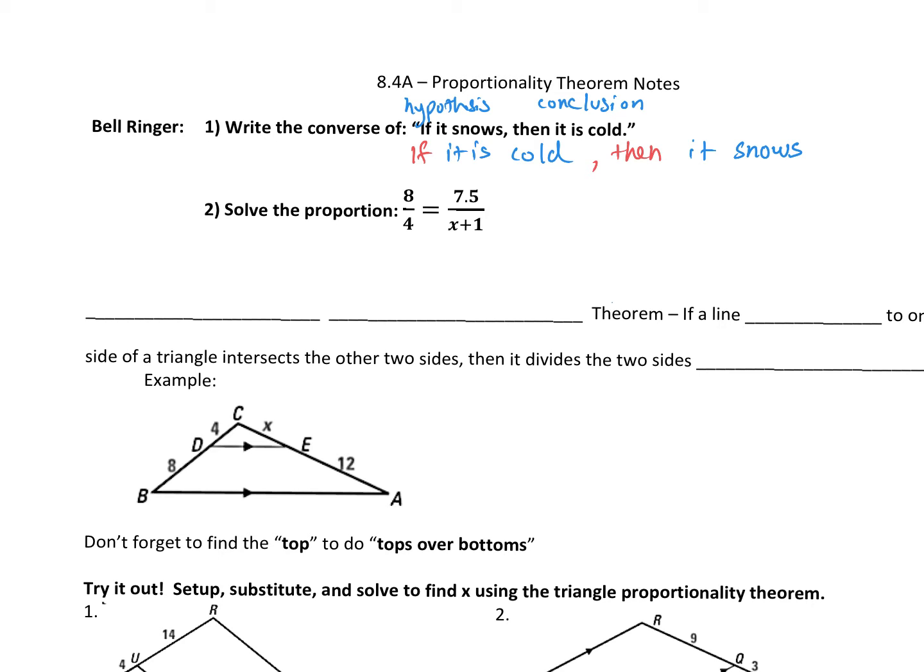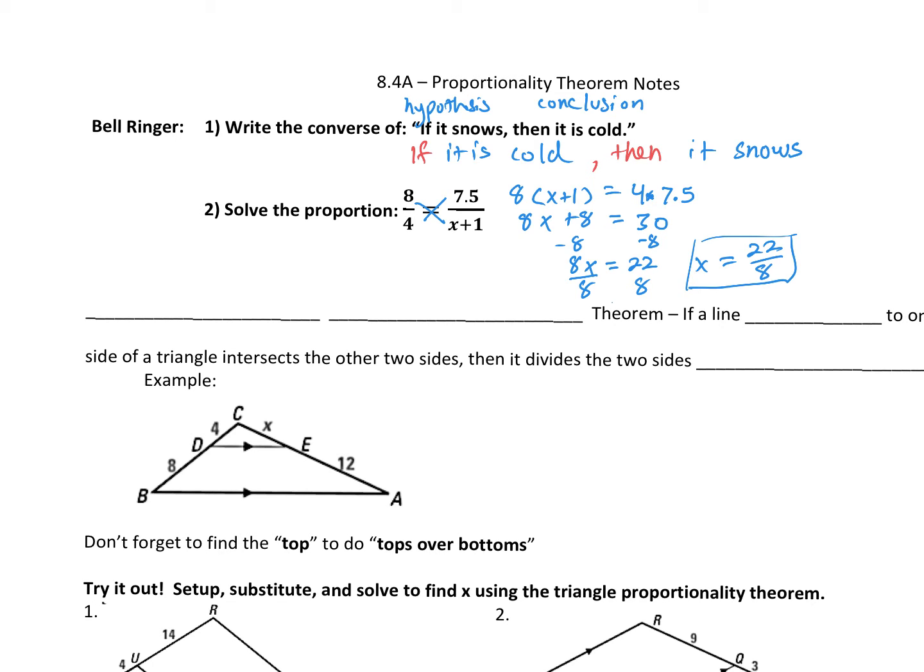And just a quick reminder, when we solve proportionality, we cross multiply. So here we cross multiply, so this becomes 8 times x plus 1 equals 4 times 7.5. Then this distributes to make 8x plus 8 equals 30. Subtract 8 from both sides. 8x must equal 22. Divide by 8. Our x here equals 22 over 8.